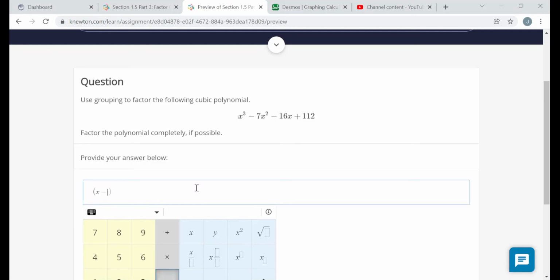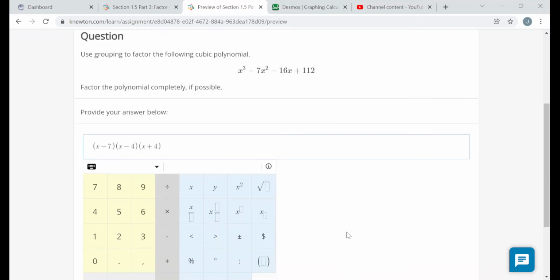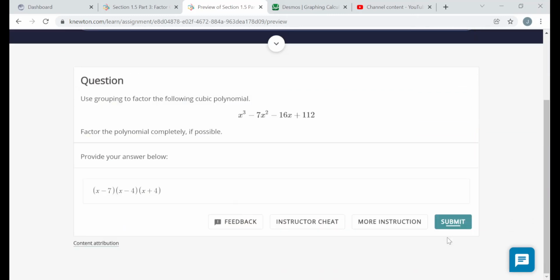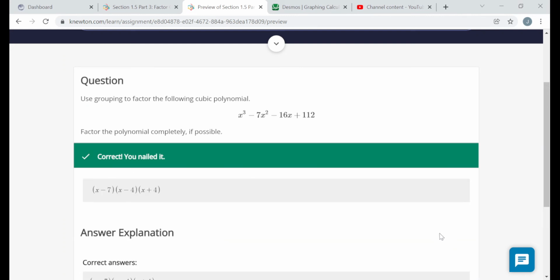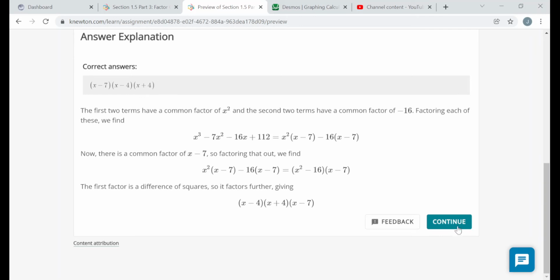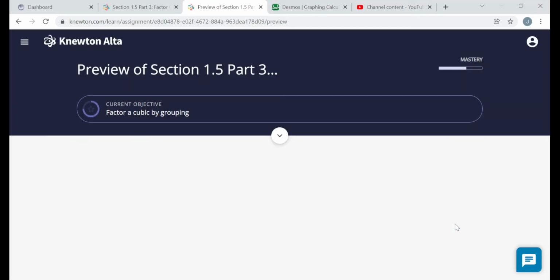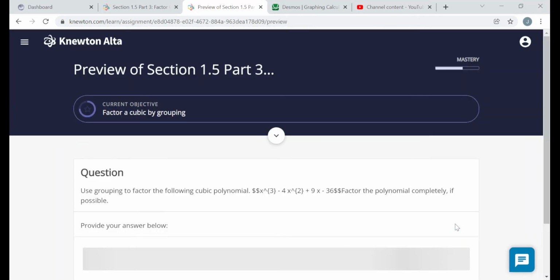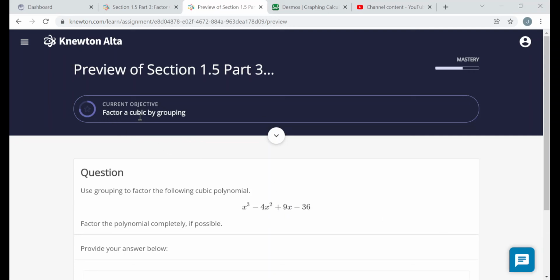So one factor was x minus 7 times, another factor was x minus 4 times, and the final factor x plus 4. And again, it doesn't matter what order you put these in, as long as you have those three factors in your product. It should be good. Wonderful. Alright, next, see if they keep alternating here. No, they don't. So still grouping.